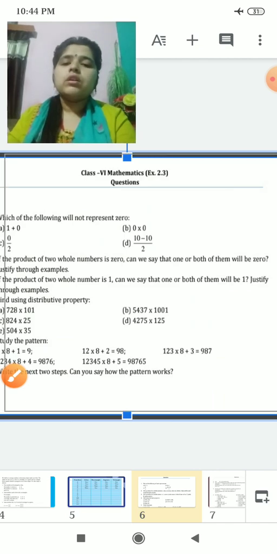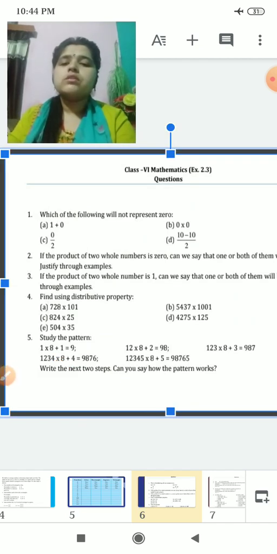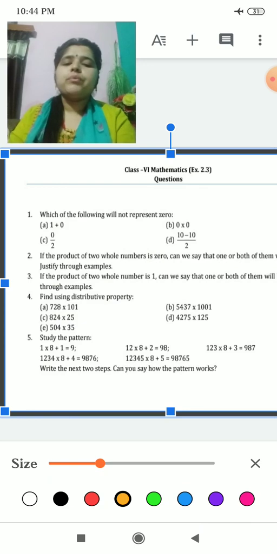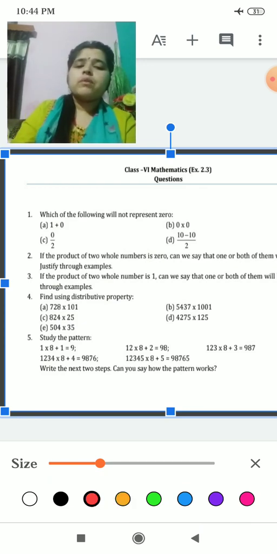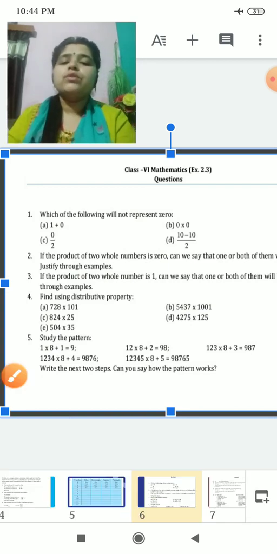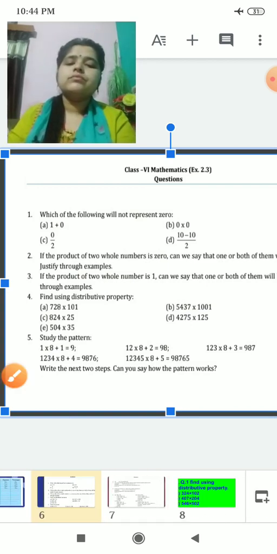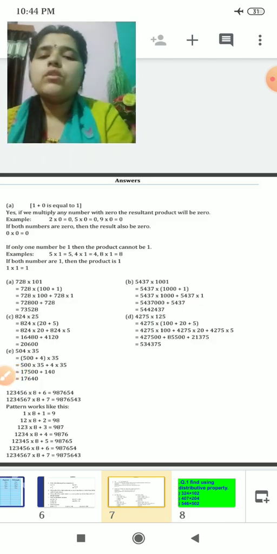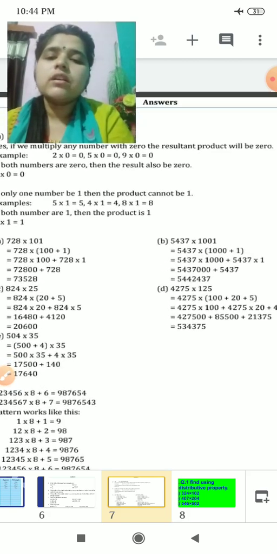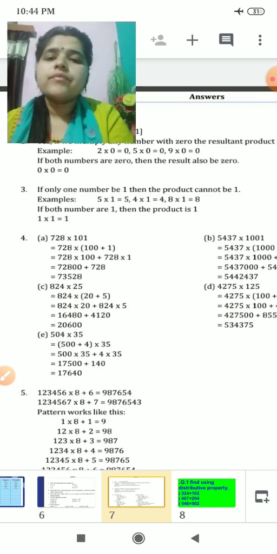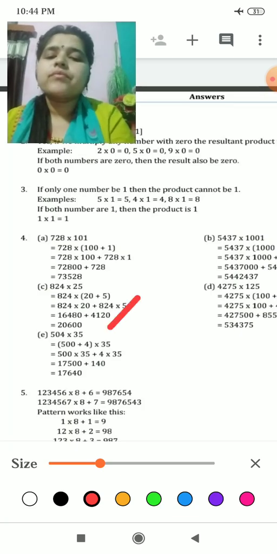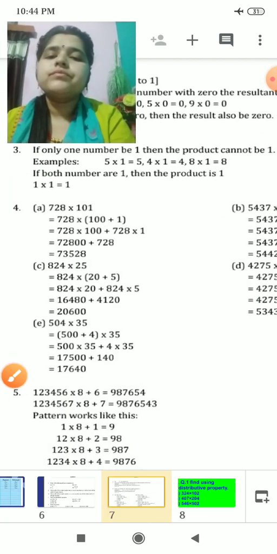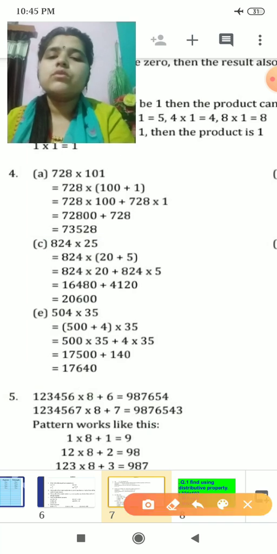Now our fourth question is find using distributive property. Class, I have already discussed this in our previous video, so I am showing you here also in this video. You can see here, look at this, I have given all the answers here. First question is, look at the screen.